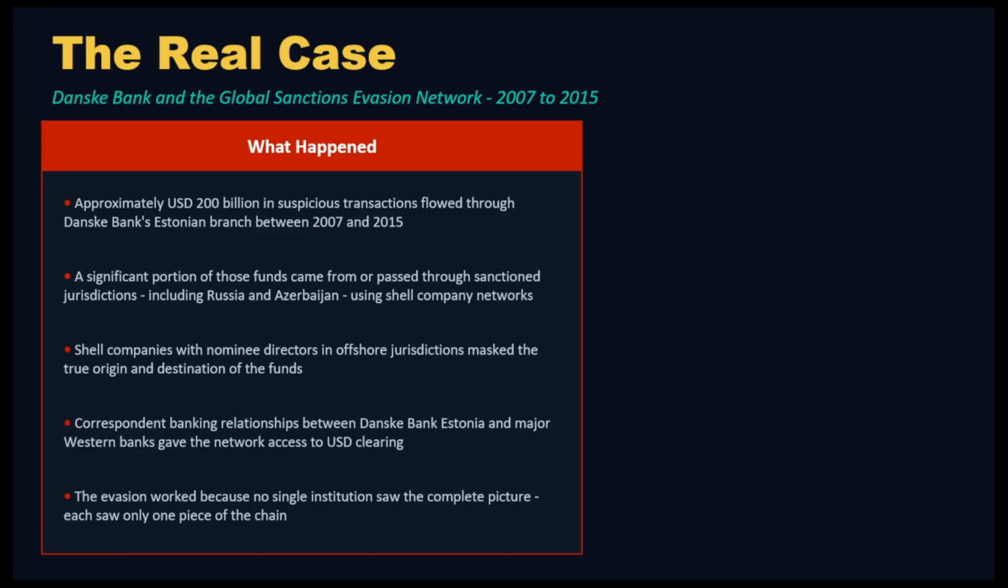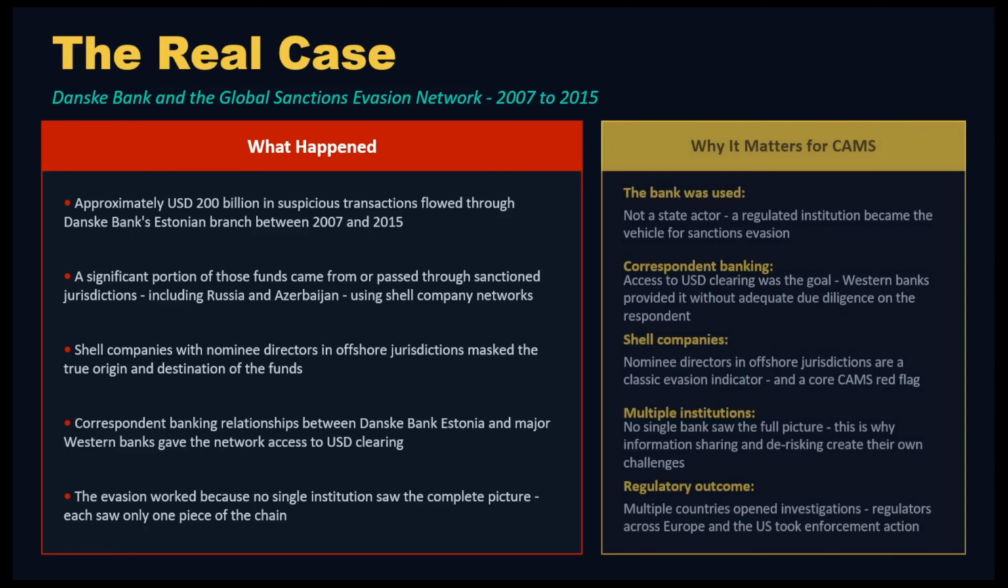The mechanism that made it work: Danske Bank in Estonia had a correspondent banking relationship with a major Western institution. That's absolutely normal. Every bank needs those correspondent relationships, because they do not have a presence in every single country. That gave the shell company network access to USD clearing, which is exactly what a sanctioned entity needs to move money internationally.